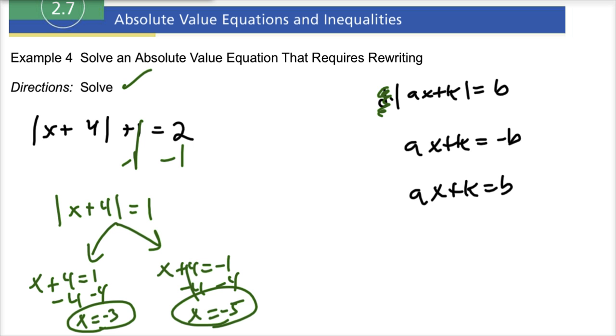And once again, you can always check your answer by plugging these little guys back into here, and you better get 2 for both of them so you know that your answers are correct.